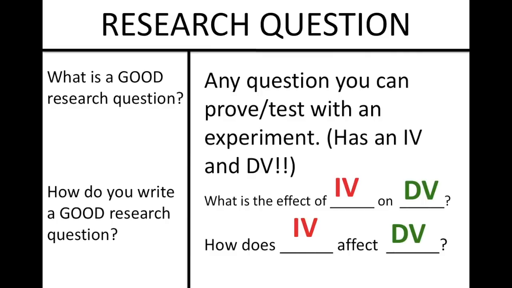Here is the format. What is the effect of, and this is where you would put the independent variable, on the dependent variable? Or you could also state your question as, how does the independent variable affect the dependent variable? You could choose either of these two formats. It doesn't matter. As long as you know your independent variable and your dependent variable, you will be able to write a really good research question.